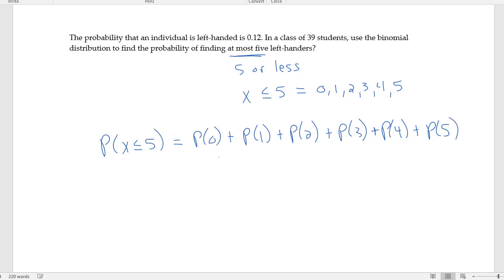All right. Now, for each of these, I would have to use the probability distribution, the formula that we wrote prior. So for this one, I would have to do 39 trials, choose 0 successes, times the probability of success to the power of how many successes I want, and then the probability of failure to the power of the number of failures. And I have to crunch that number, and I have to do that over and over and over again.